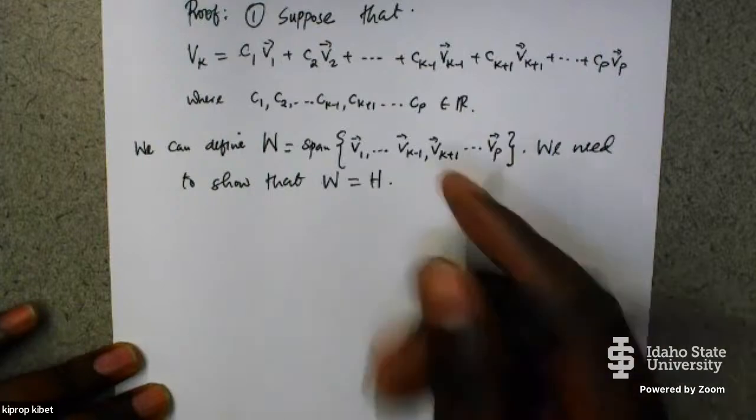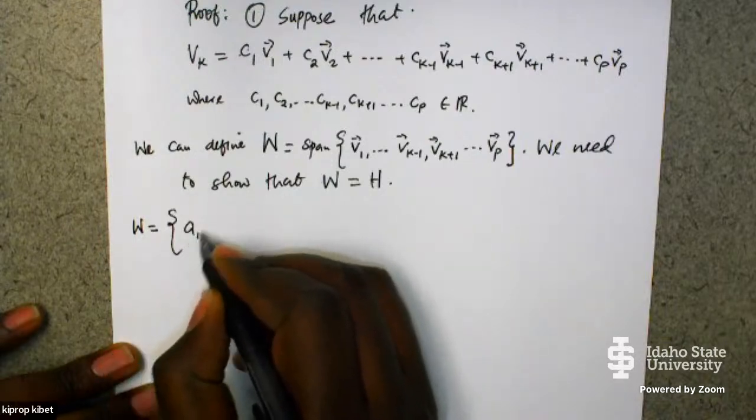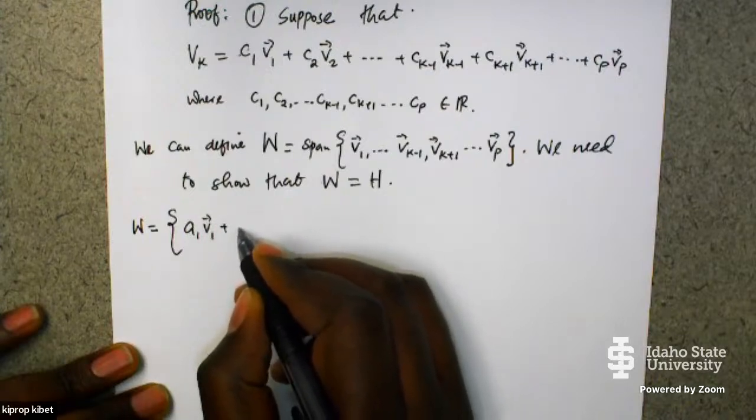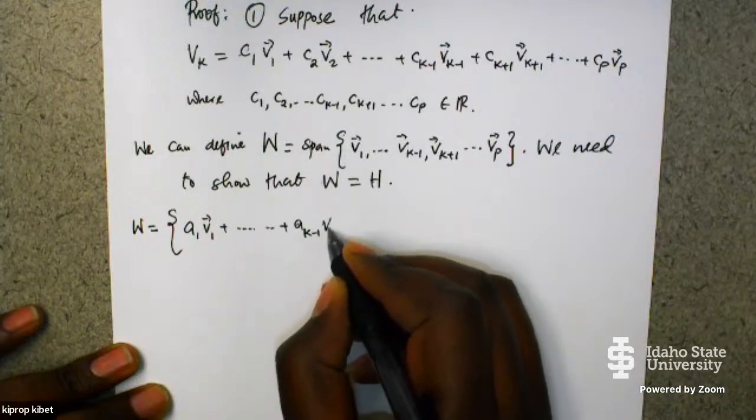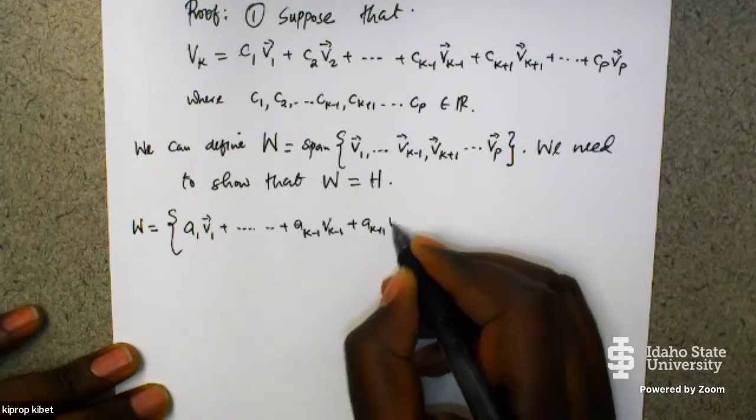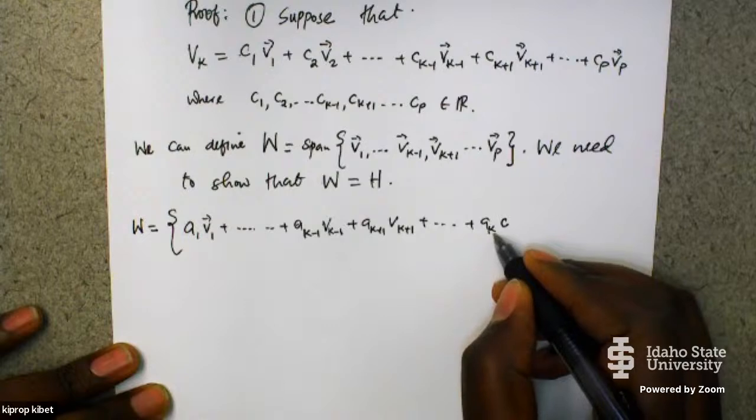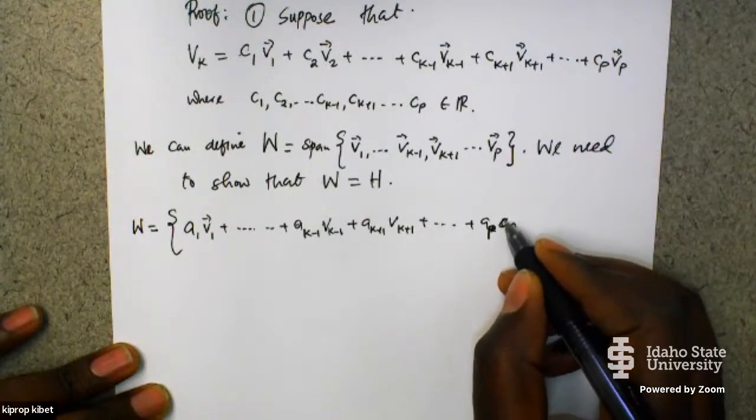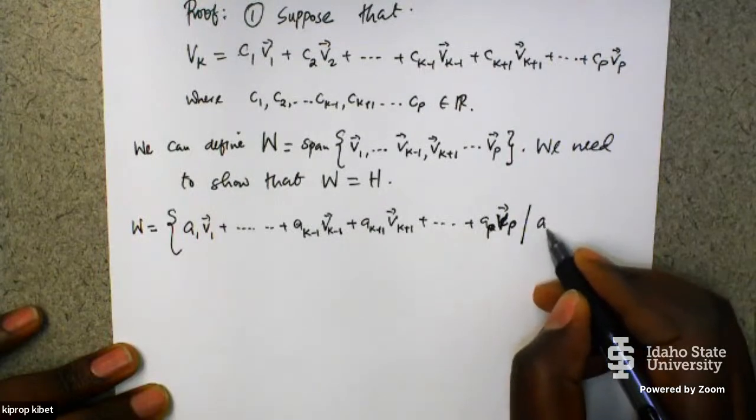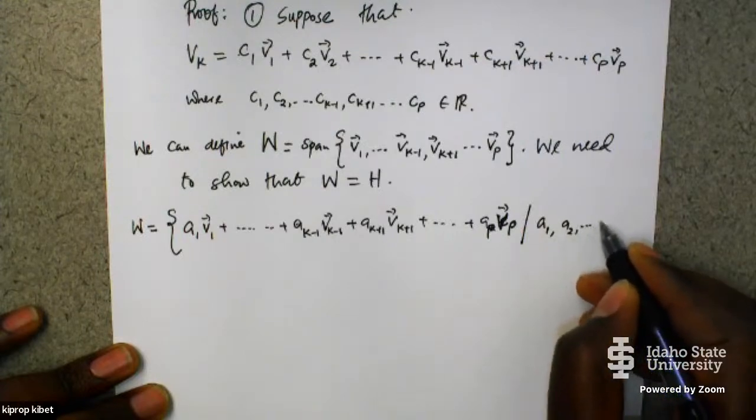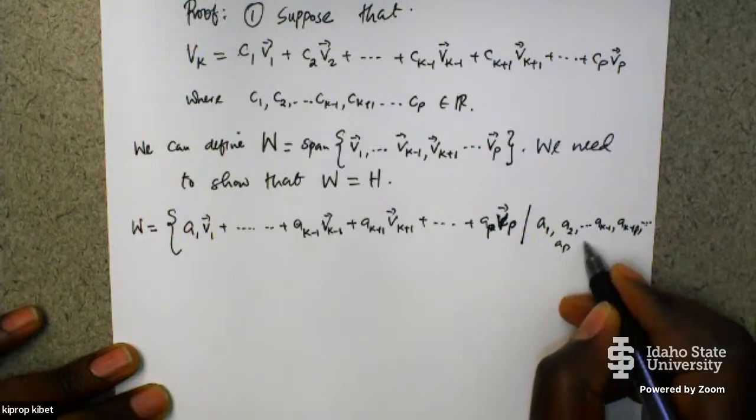So then our W equals A1 V1 plus, up to Ak minus 1 Vk minus 1 plus Ak plus 1 Vk plus 1 plus, up to Ap Vp, where A1, A2, Ak minus 1, Ak plus 1, all the way to Ap are elements of the real numbers.